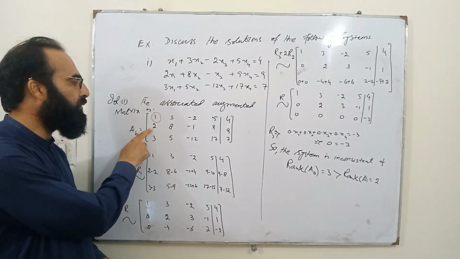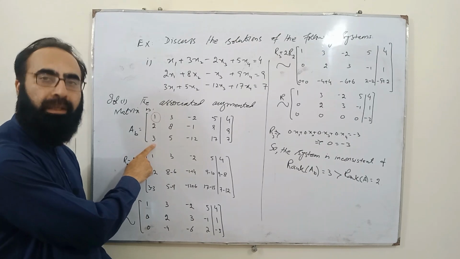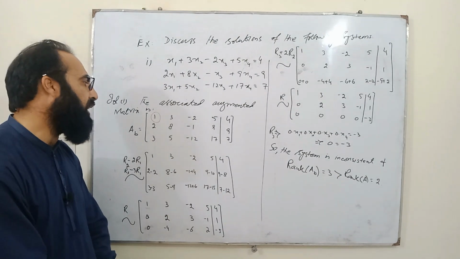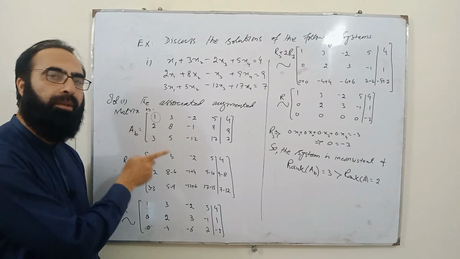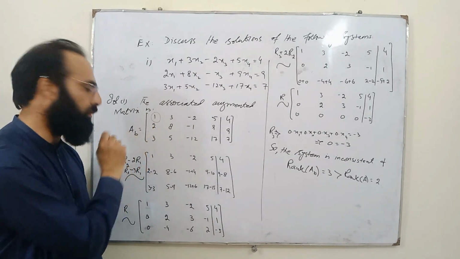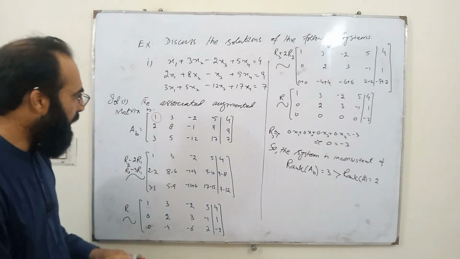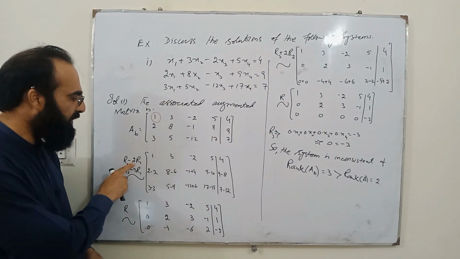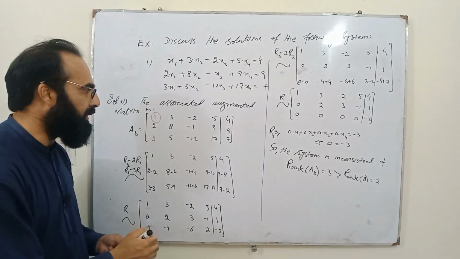So to get zeros in place of 2 and 3, we have to eliminate them. By using two operations, we will subtract 2 times our first row from the second row to get 0 here, and similarly we will subtract 3 times our first row from the third row. So these are our desired operations. Now here we are subtracting 2 times R1. So what is 2 times R1?